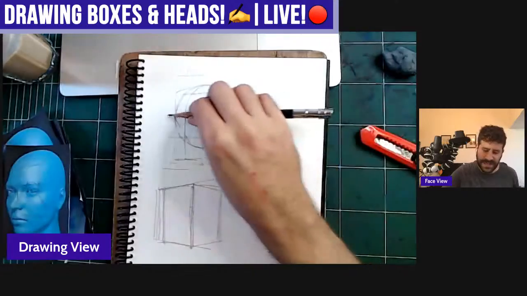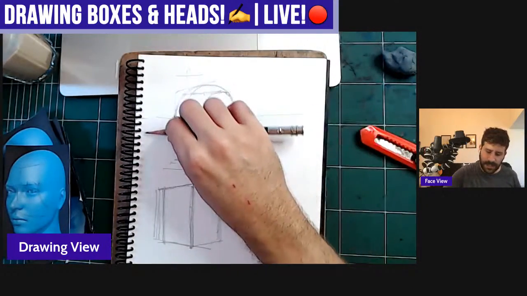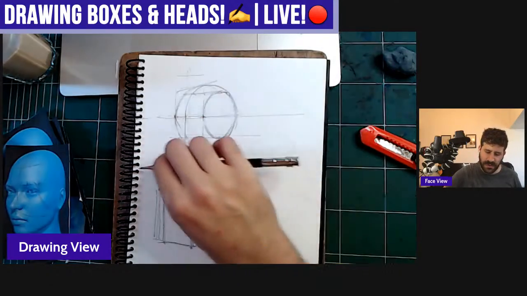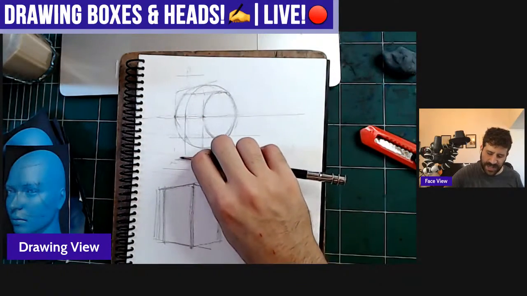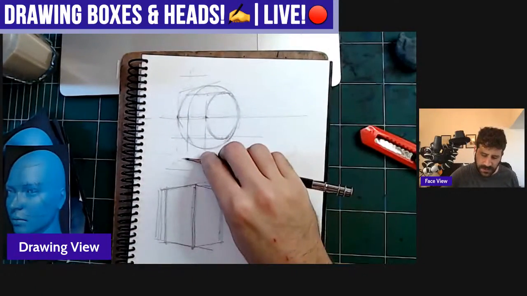But imagine that this is the horizon line. So anything that we're looking at below that will start to curve. Okay, so the chin is actually at an angle. Does that make sense? So that's where the chin is.